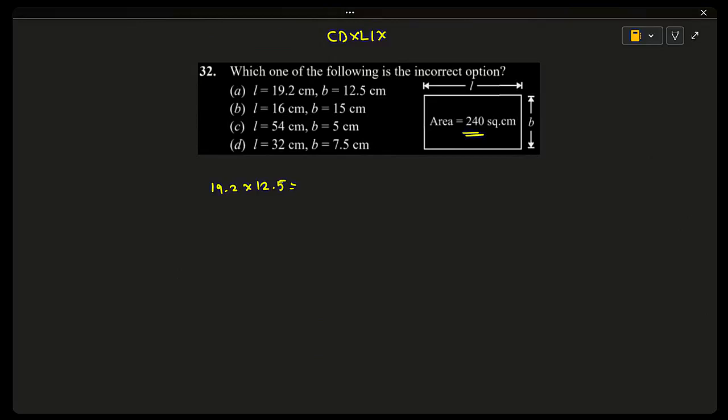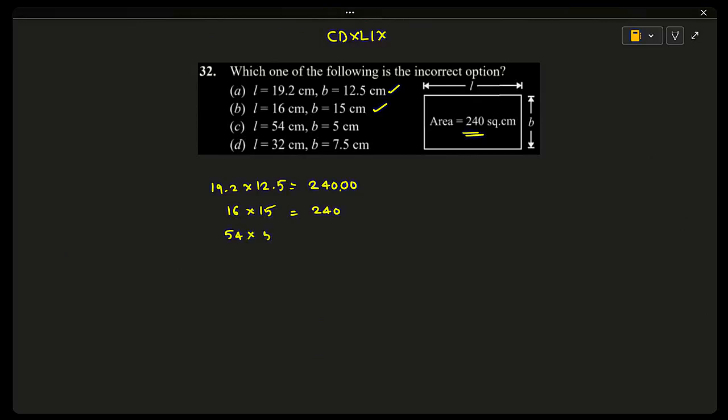192 into 125 you do and introduce two decimal places. So you'll be getting 240. Actually getting two zeros and use the decimal point here. It will become 240. Yes, this is correct. And option B, 16 and 15 if you multiply, so you'll be getting 240. This is also correct.